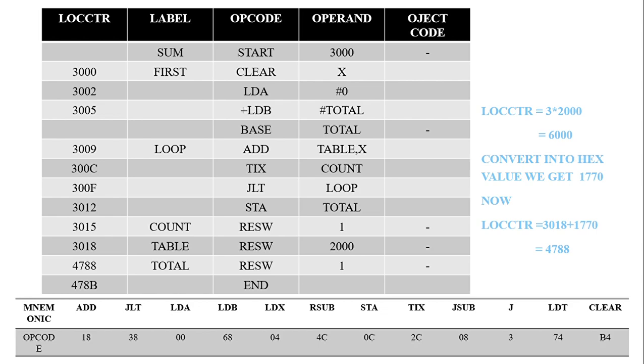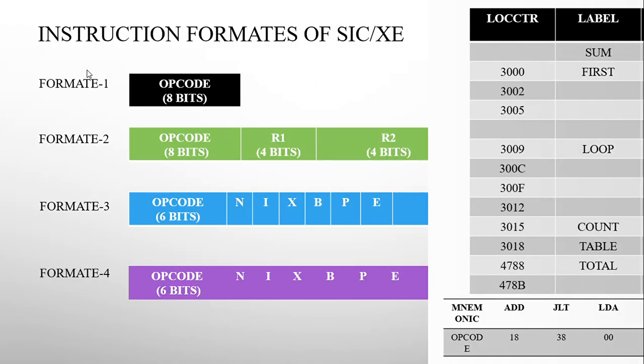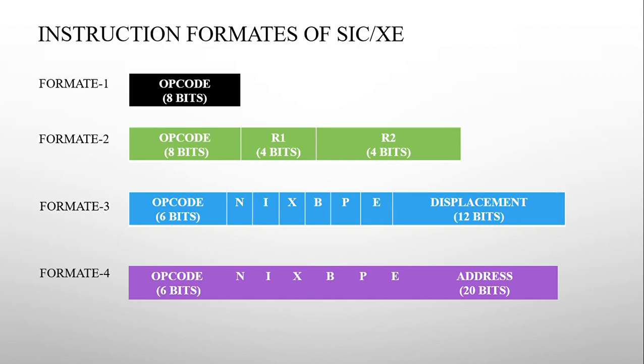Before going to object code, we need to know about the instruction formats for the SIC/XE architecture. SIC/XE mainly consists of four different types of formats: format 1, format 2, format 3, and format 4. Format 1, which is of 8 bits, consists of only the opcode. Next, format 2, which is of 16 bits. Out of 16 bits, it contains 8 bits as opcode, 4 bits as R1 and 4 bits as R2. Here R1 and R2 are registers.